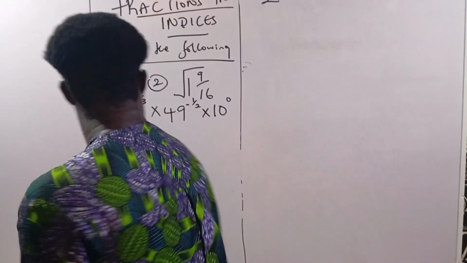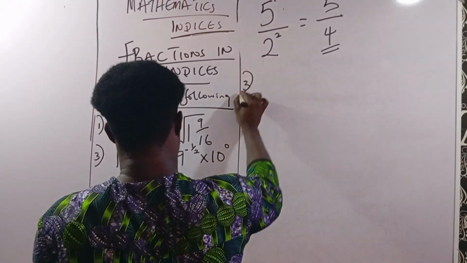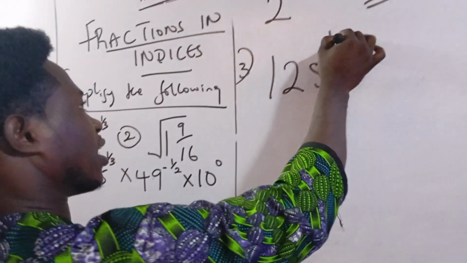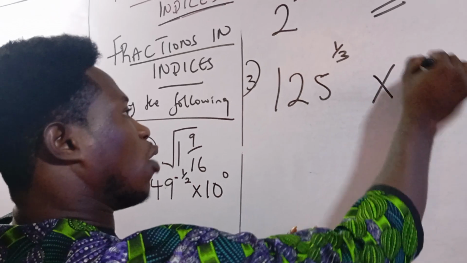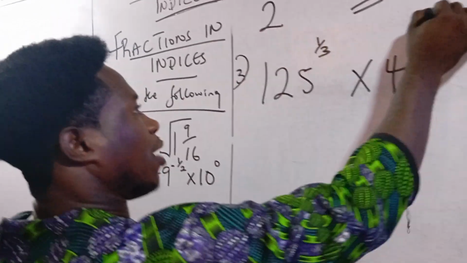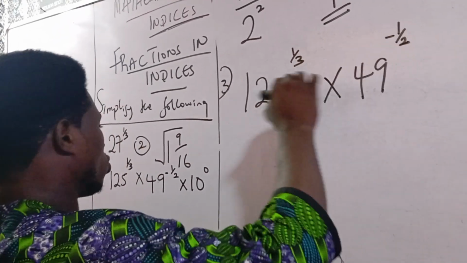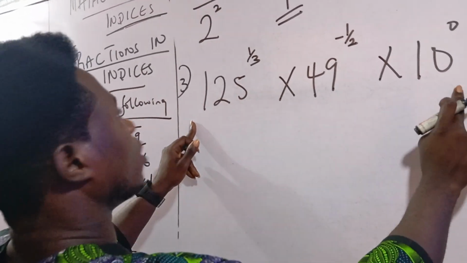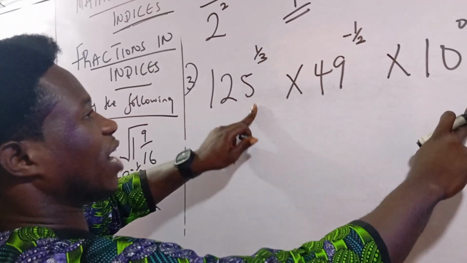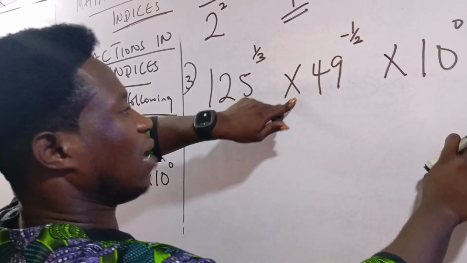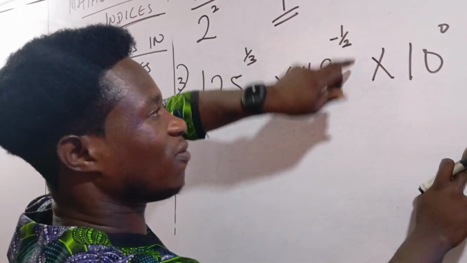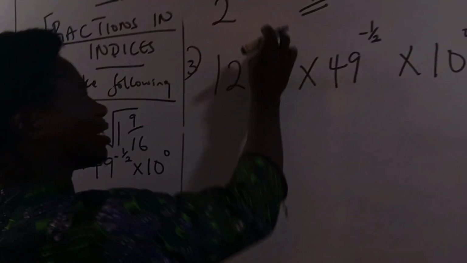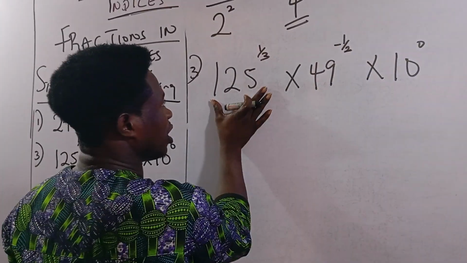Now, solving the third one, which says 125 raised to power 1 over 3 times 49 raised to power minus 1 over 2, then times 10 raised to power 0. Get this well. We have 125 raised to power 1 over 3 times 49 raised to power minus 1 over 2 times 10 raised to power 0. To solve this, remember, this is cube root, but since it's already in this form, we'll check what it is.